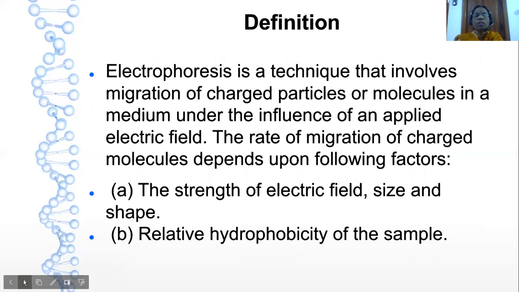Now let us define what electrophoresis is. Electrophoresis is a technique that involves migration of charged particles or molecules in a medium. Medium here refers not to a liquid medium, but a stationary phase, something like a gel, which we will be talking about as we go further. This is under the influence of an applied electric field. The rate of migration of charged molecules depends majorly on two factors: the electric field applied, and the size and shape, along with the second factor, the relative hydrophobicity of the sample.